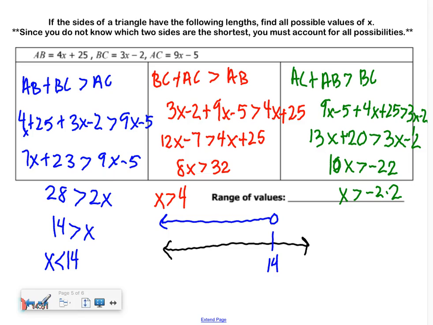Step 2 would be our red inequality. So x is greater than 4. I'm going to put 4 somewhere on our number line. And if I want numbers bigger than 4, what way is our line going to go? To the right. Then our last one, x is greater than negative 2.2. What way is my line going to go? To the right.